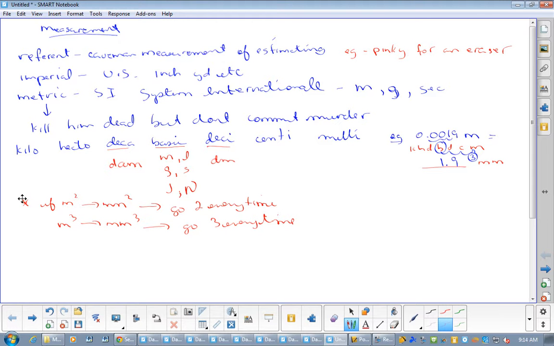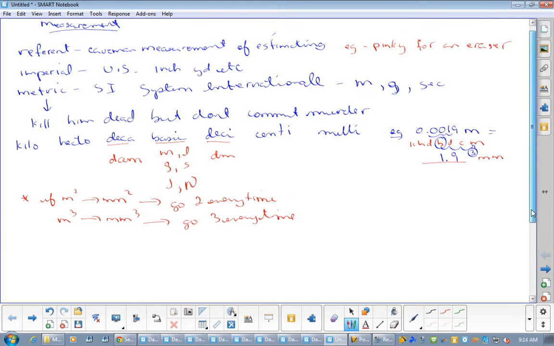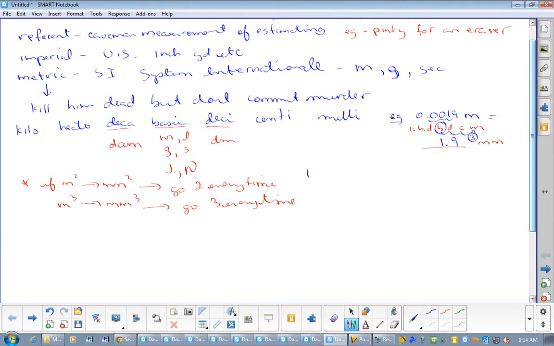Okay, and then maybe when you read that in 6 months, you're like, what did I mean by go 2 every time? So, kill him dead, but don't commit murder. If you're going here to here, you'd go 2, 4, 6. So 2, 2, 2, you go 6 decimal places. And remember, I should put squared on each of these because that's the squared one. And I maybe wouldn't do an example for 3 because I get it, because I just showed the 2.